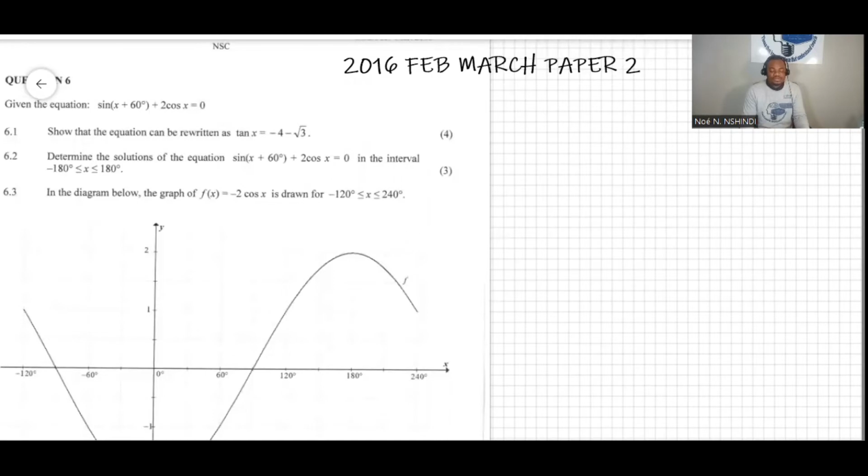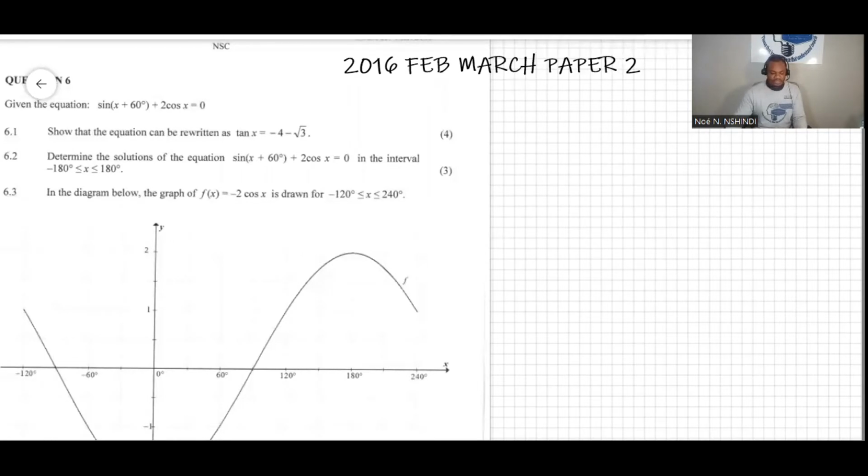Well, we have another question here, question 6. The question says, given the equation sin(x + 60°) + 2 cos x = 0. Now question 6.1 says show that the equation can be rewritten as tan x = -4 - √3.